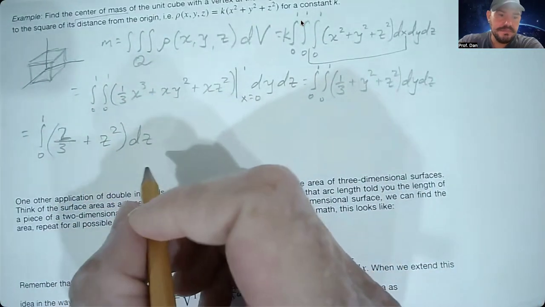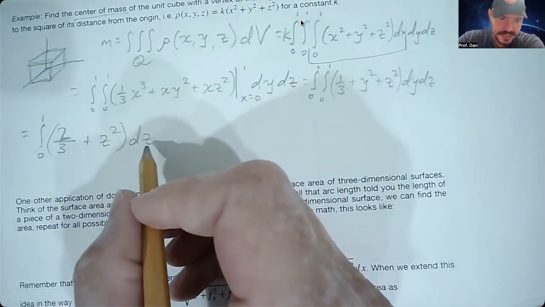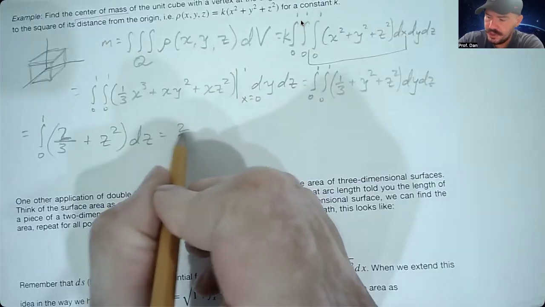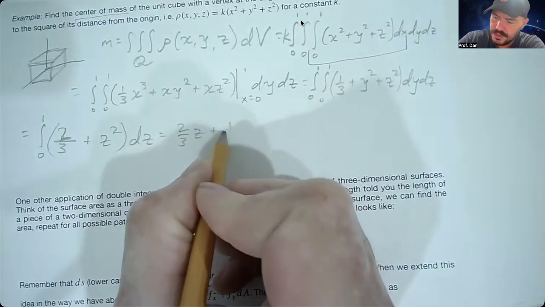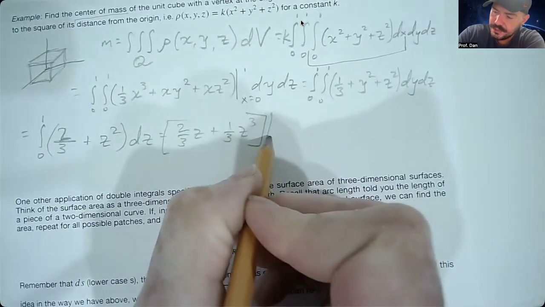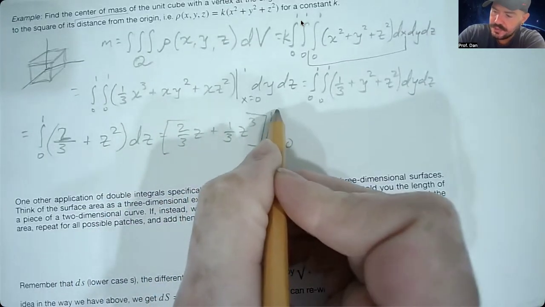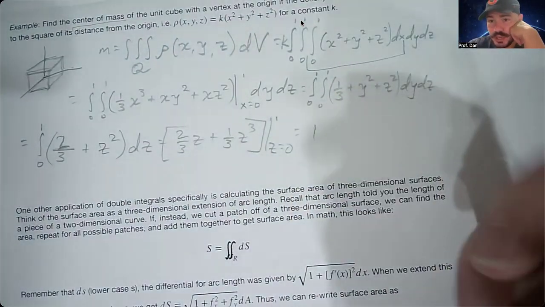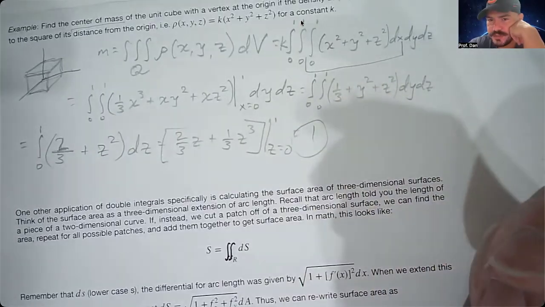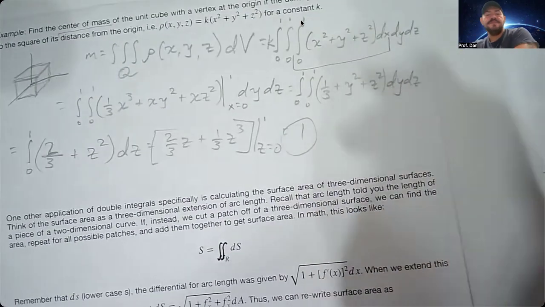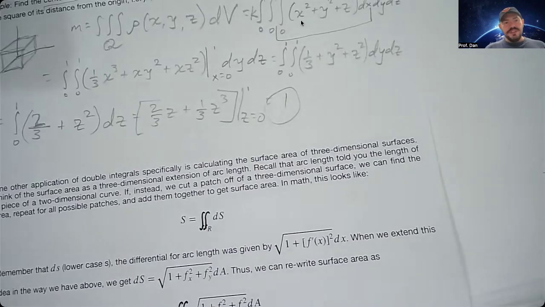If I were gonna take the antiderivative with respect to z now, okay, I would end up getting 2/3 z plus 1/3 z cubed. And we're gonna evaluate that from z equals 0 to z equals 1. And of course, this is gonna give me 2/3 plus 1/3, which is 1. Wow, the unit cube has a mass of 1, too. Crazy. All right. So now that we know the mass, we can actually go and find our center of mass.